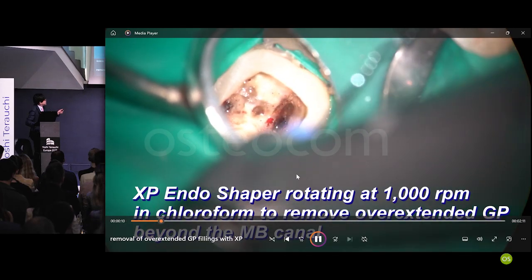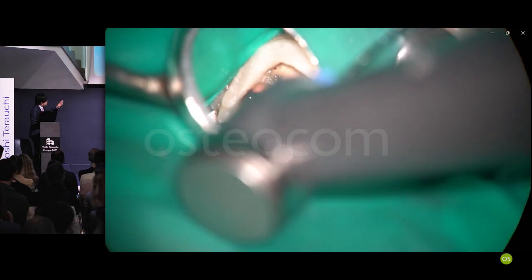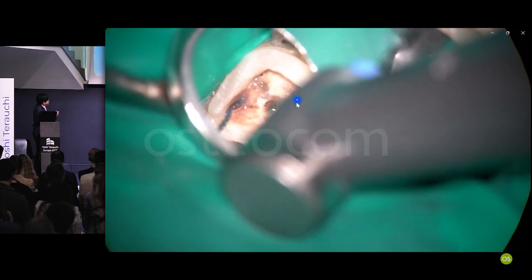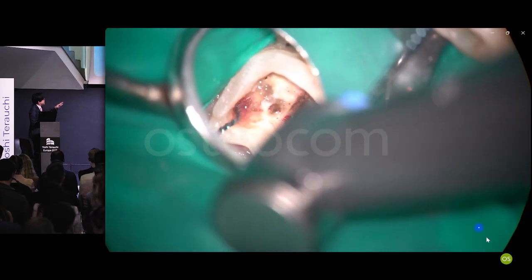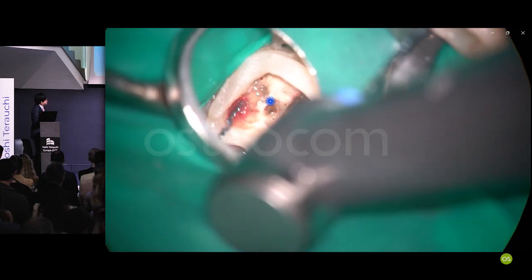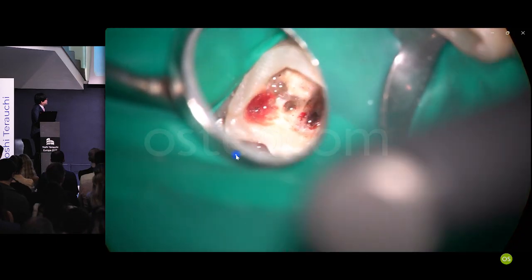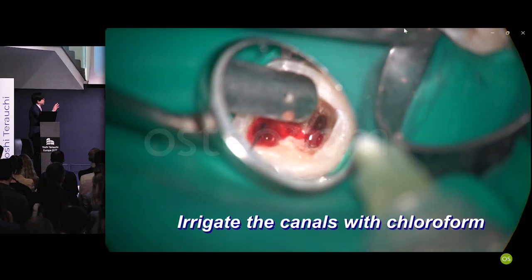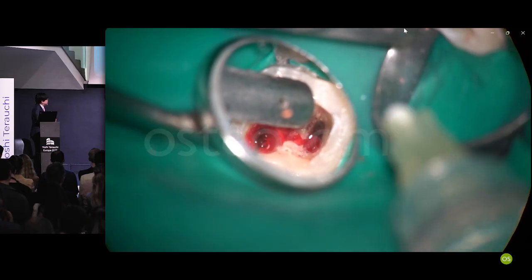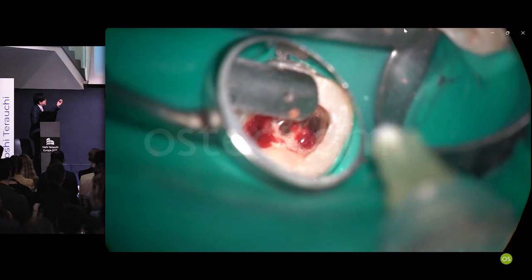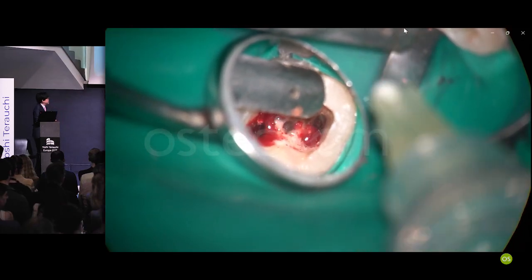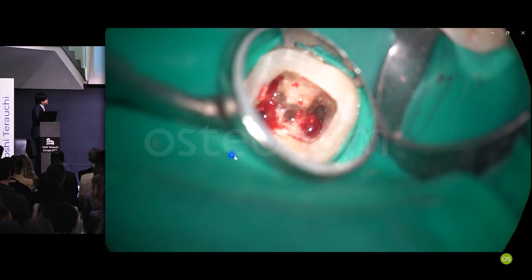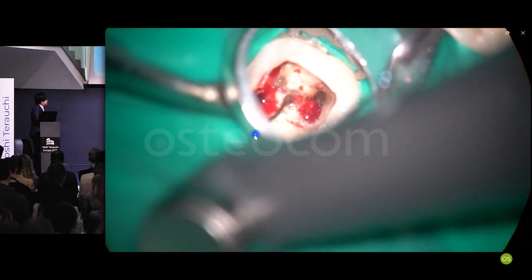And this is already, I already removed the gutta percha mechanically, so this is already chloroform. I'm spinning the XP shaper in the presence of chloroform. Of course, I'm spinning the XP shaper outside the root canal because the gutta percha is already outside the root canal. That's why you see the blood coming from the periapical tissues. But I continue irrigating the canal with chloroform. This is chloroform, not sodium hypochlorite.